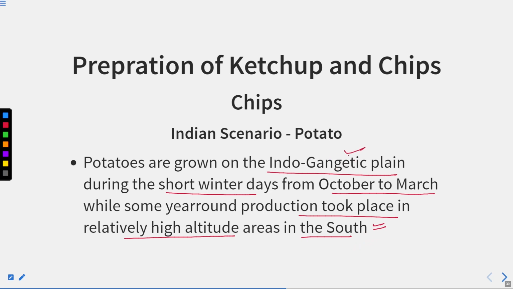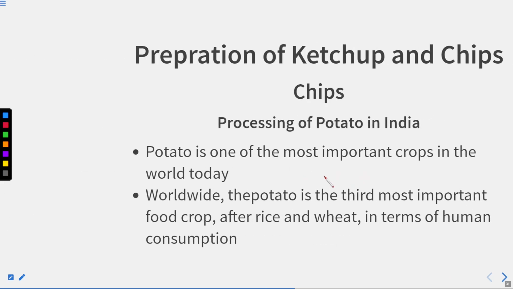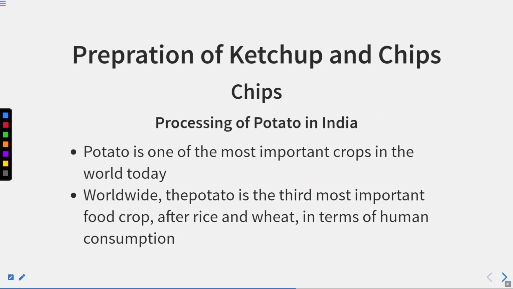Otherwise, the Indo-Gangetic plain is very good for growing potato in the winter season, that is from October to March. Potato is one of the most important crops in the world today. Worldwide, potato is the third most important food crop after rice and wheat. So after rice and wheat, what is required more? That is potato, right?